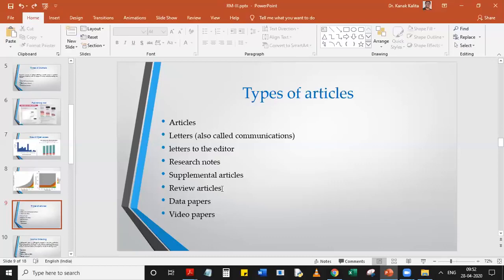And the last thing is the video papers. Video papers is again something very new and very recent. A video paper is basically like a small video that you make on your research, and this is again something that the journals are trying out only now. So it is again something very recent.